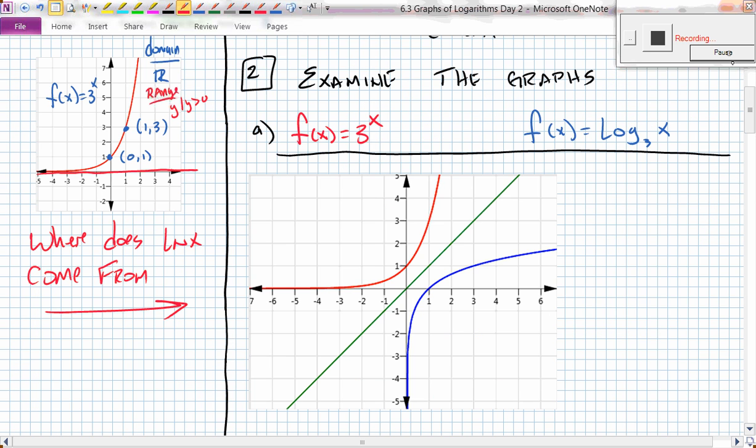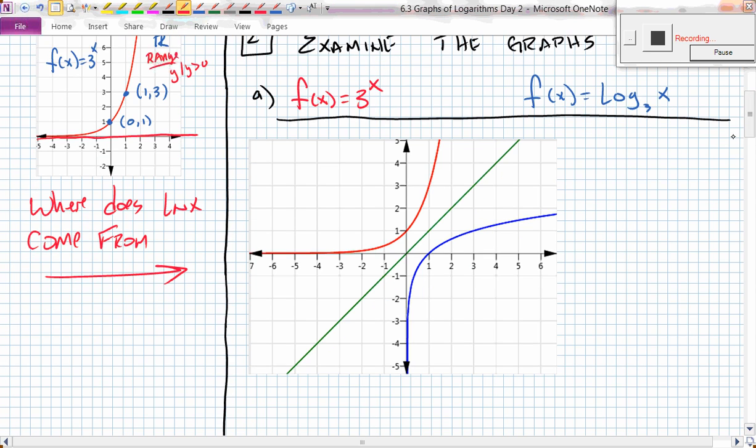Okay. All right. I want to examine these two graphs right here and talk about the relationship between the two. This is the second box, okay? So I'm going to talk about the red graph is the function, exponential function f of x equals 3 to the x. The blue graph is the log function, log base 3 of x.